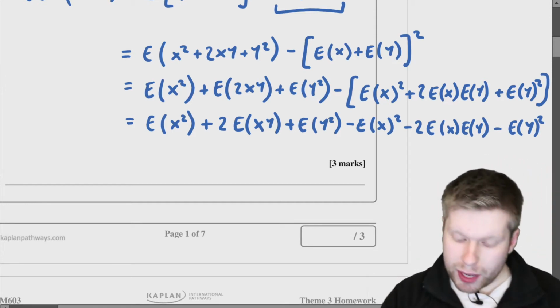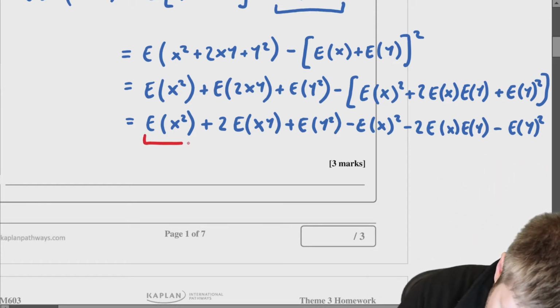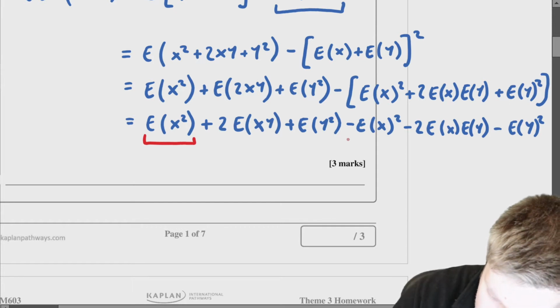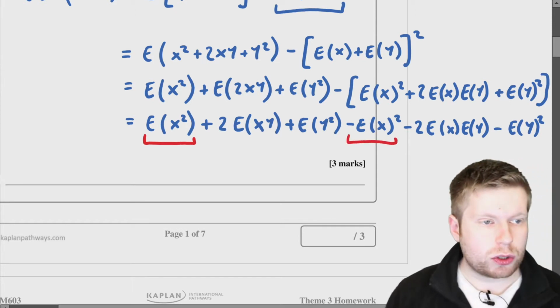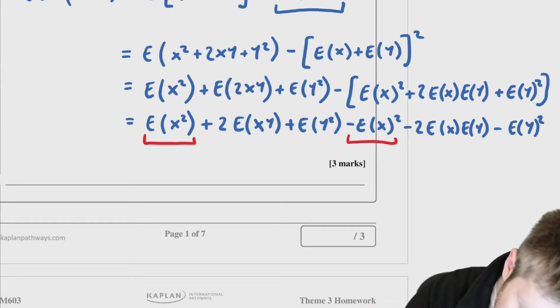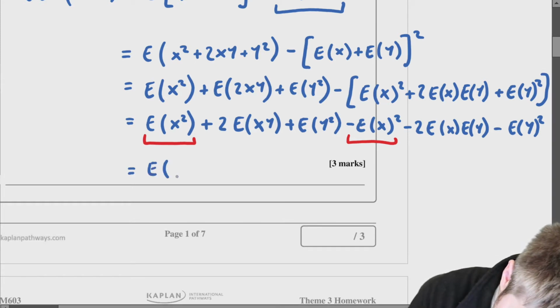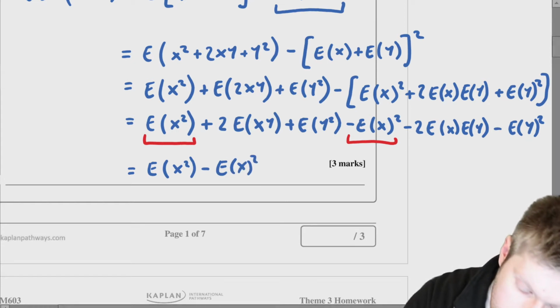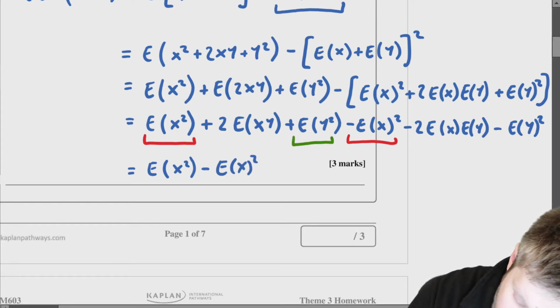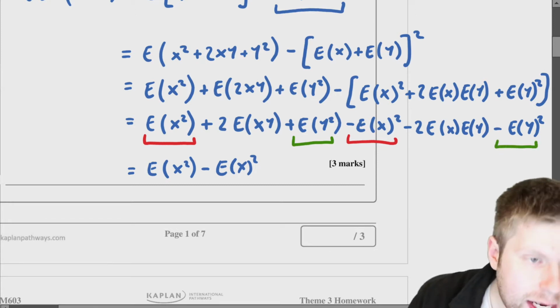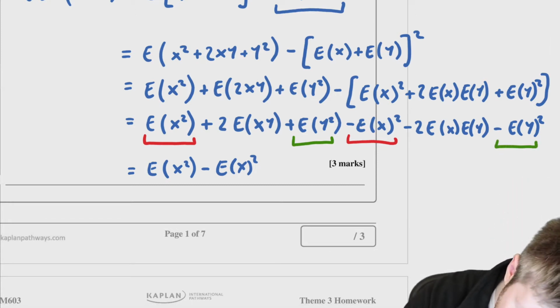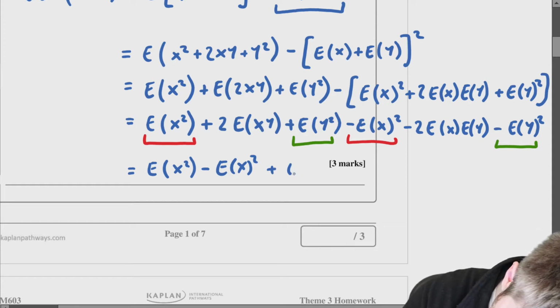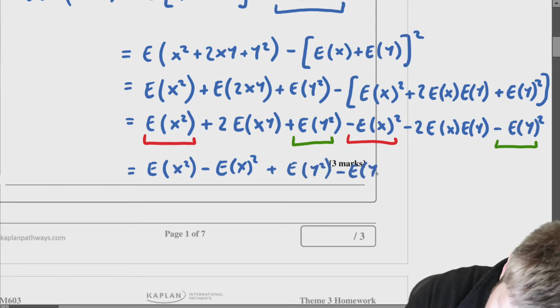Now I'm actually going to pair some things up. You notice all of the expectation of x, whether it's the expectation of x squared or the expectation of x all squared, I'm going to pair those together. So in other words, I end up with the expectation of x squared minus the expectation of x all squared. I'm also going to do the same with the y. So the expectation of y squared and take away the expectation of y all squared. I'm going to pair that together. So I've got plus the expectation of y squared minus the expectation of y all squared.